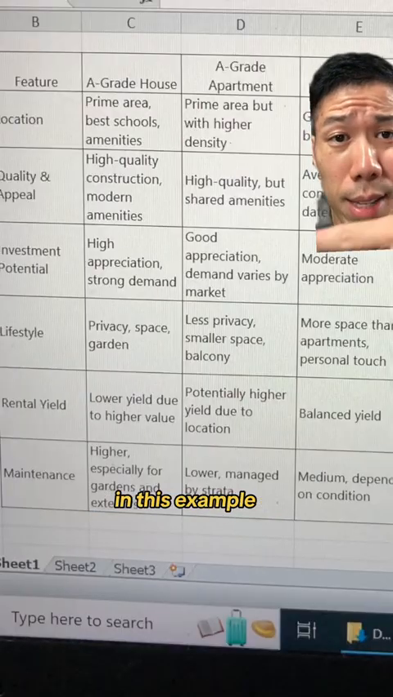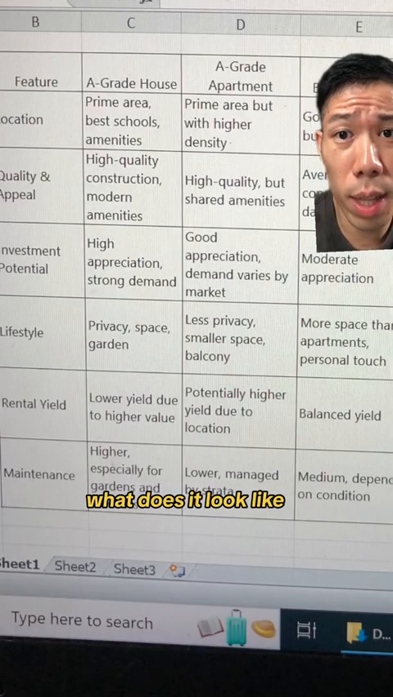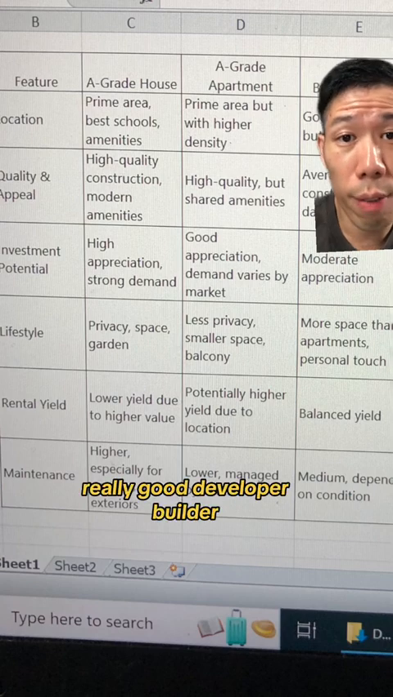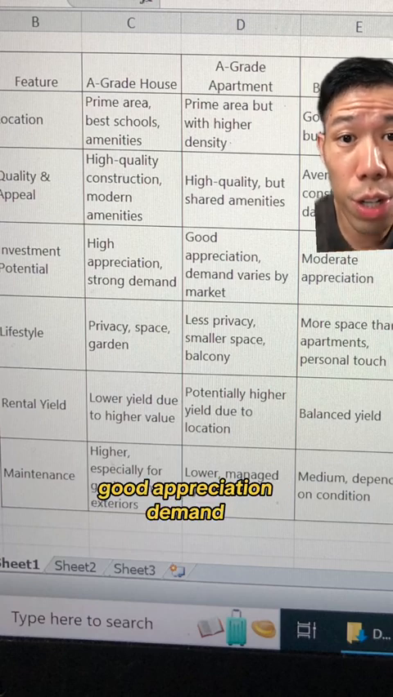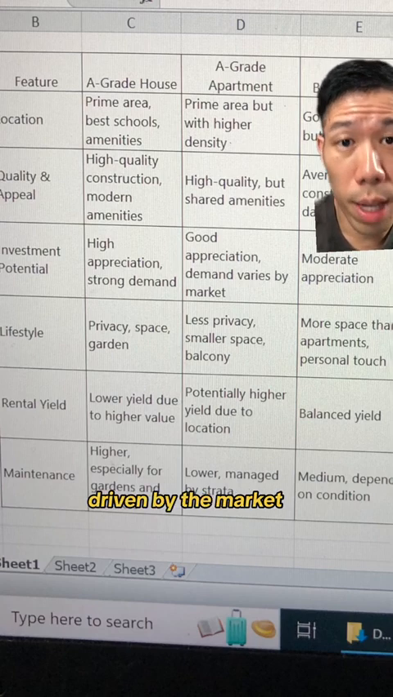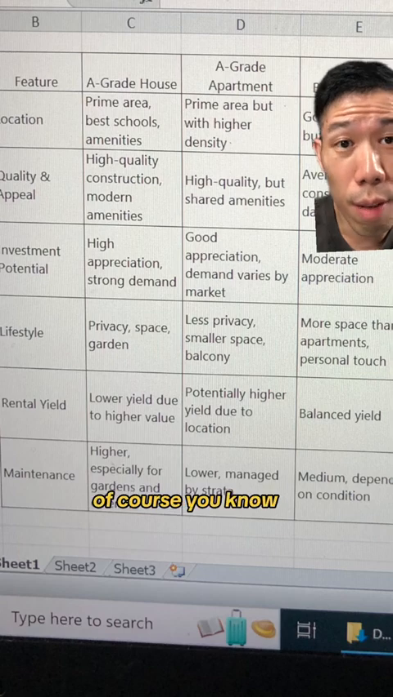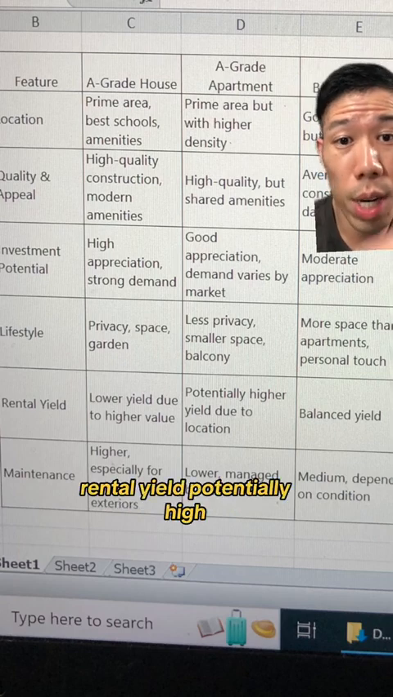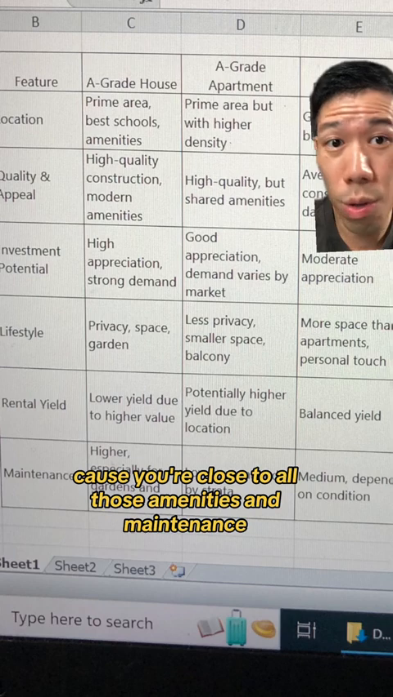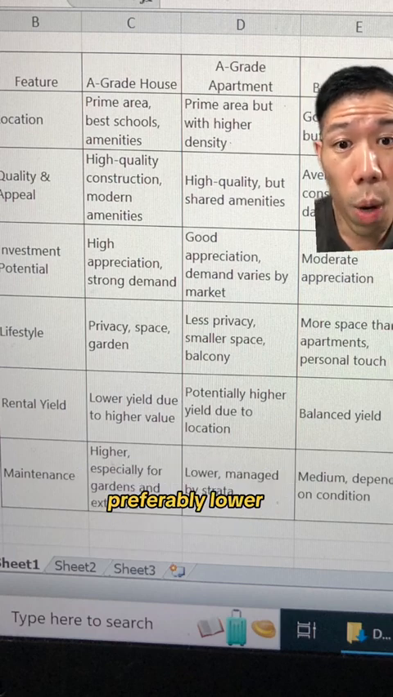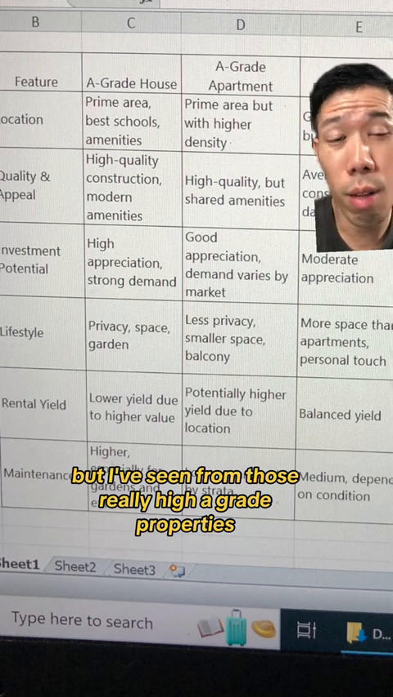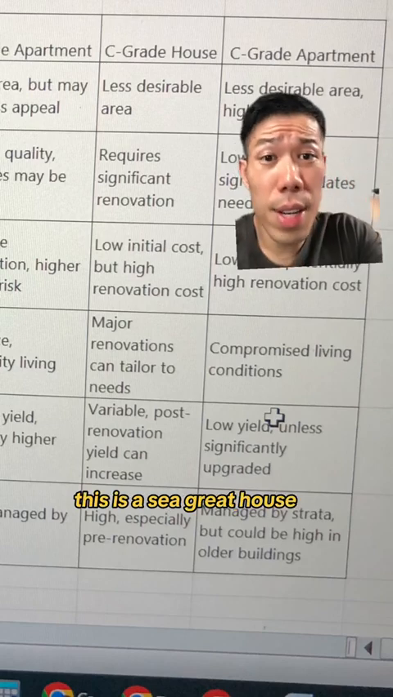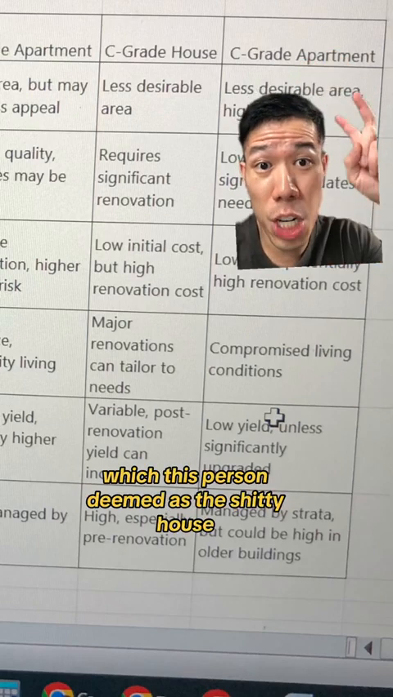A-grade apartment in this example, what does it look like? Location: prime area, high density, of course. Quality: high quality, really good developer and builder. Investment potential: good appreciation, demand driven by the market. Lifestyle: less privacy, of course, you're in a smaller, more dense space, but you're closer to the CBD. Rental yield: potentially high because you're close to all those amenities. And maintenance: preferably lower, but I've seen from those really high A-grade properties, strata is usually about 2 to 2.5K per quarter. Versus a C-grade house, which this person deemed the shitty house.